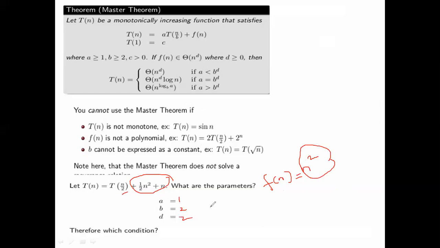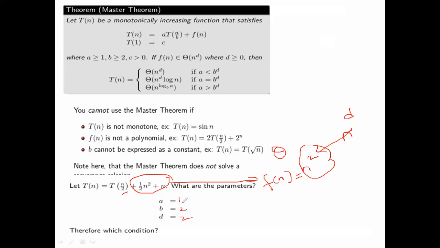Here anybody in doubt? How do I get the d value as 2? This comes under the f of n function. In this the highest power is n square, so f of n equal to theta of n square. So n power d is n square, so the d value is 2 here.